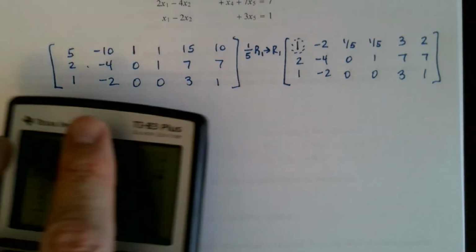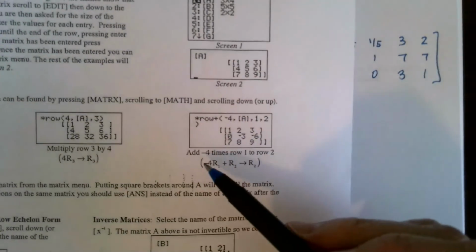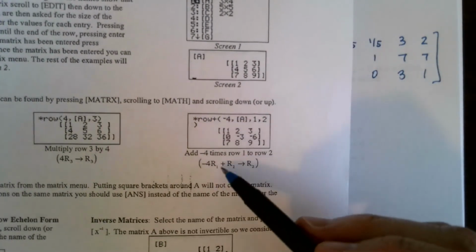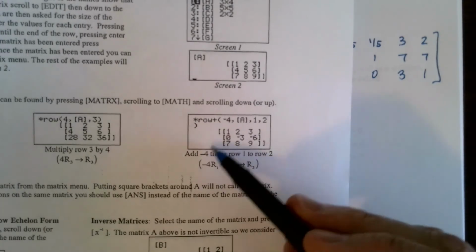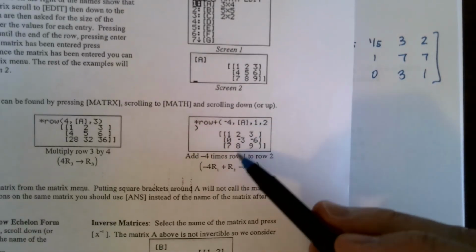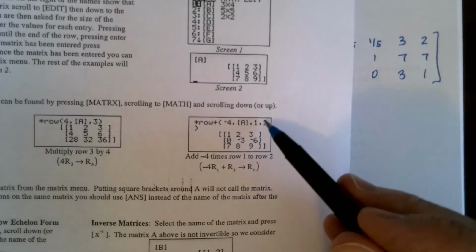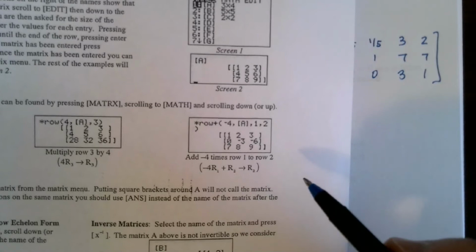So how do we do that? The command for adding a multiple of one row to another is asterisk row plus. If I'm doing negative 4 times row 1 added to row 2, I do the multiplier first, negative 4, comma, the matrix, comma, the row we're multiplying, which is row 1, and then the row we're adding it to, row 2. And of course, row 2 gets replaced with this new result. That's the way it has to work.